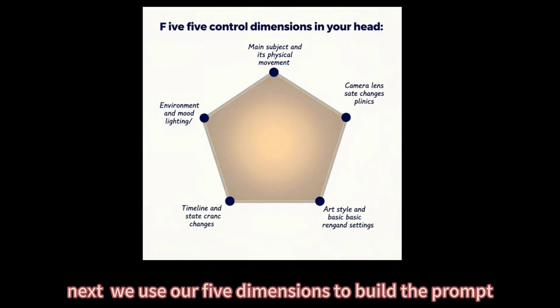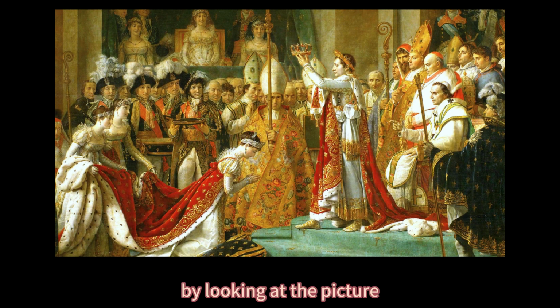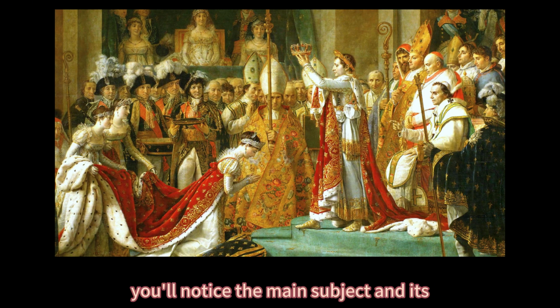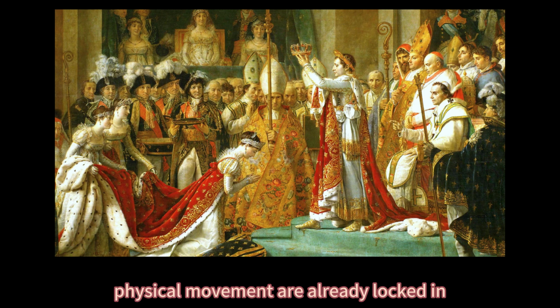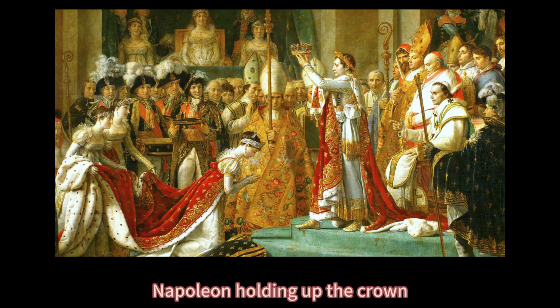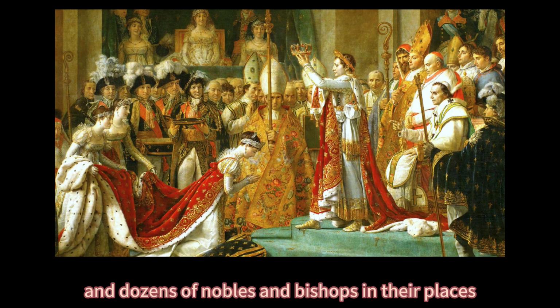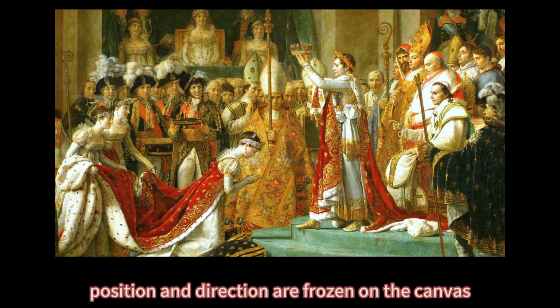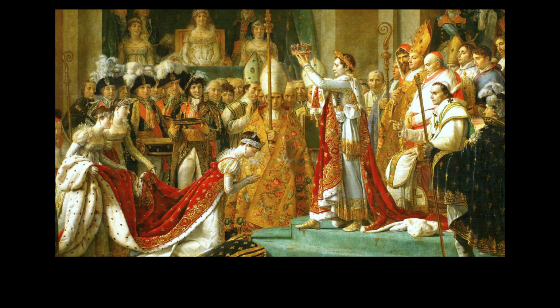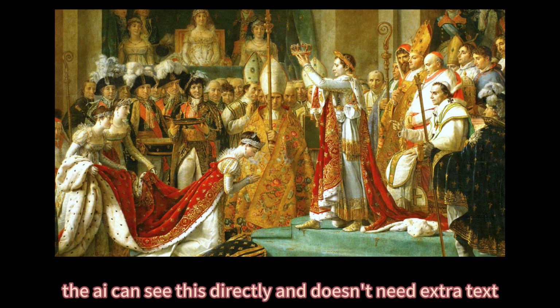Next, we use our 5 dimensions to build the prompt. By looking at the picture, you'll notice the main subject and its physical movement are already locked in: Napoleon holding up the crown, Josephine kneeling, the Pope sitting, and dozens of nobles and bishops in their places. Everyone's pose, position, and direction are frozen on the canvas. The AI can see this directly and doesn't need extra text.